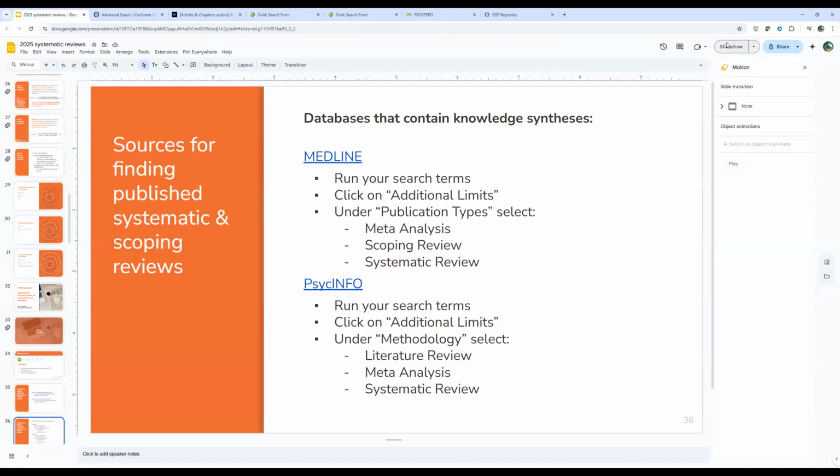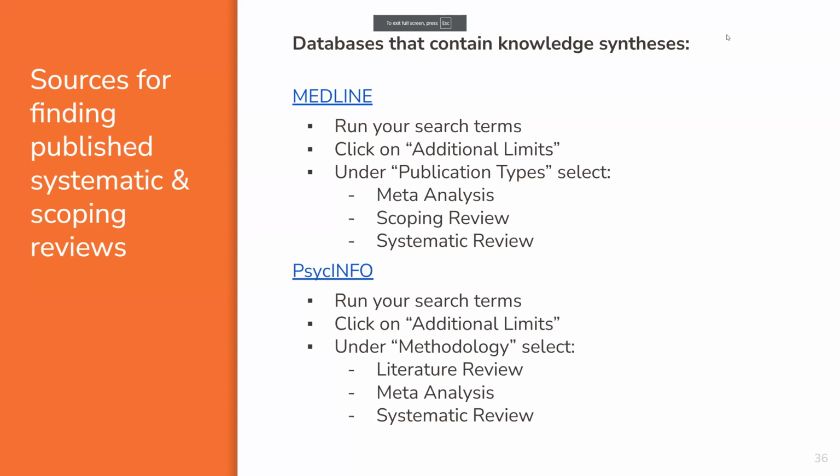So that is how you would use Medline and PsycInfo, again, to find published systematic reviews, scoping reviews, lit reviews, or meta-analyses on your topic.